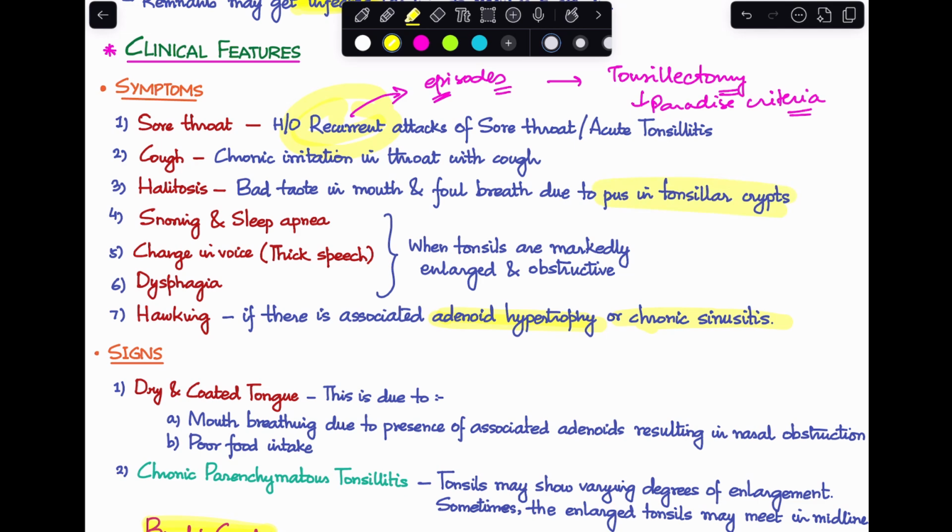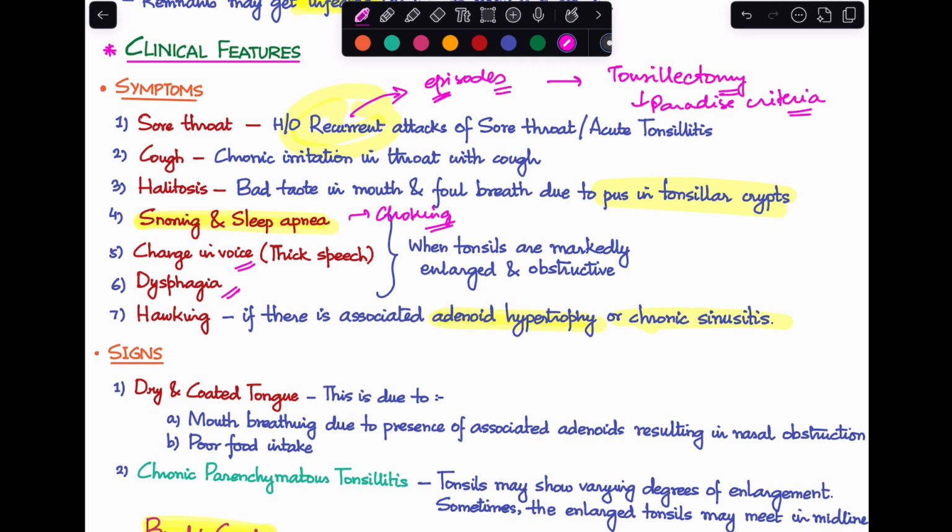Other than this, when the tonsils become markedly enlarged and obstruct your oropharyngeal airway, starting to obstruct both your food as well as air passages, it can lead to snoring and sleep apnea. The patients may complain of choking episodes during the night when they go to sleep. They can even complain of a change in voice where their speech becomes very thick. And they can even complain of dysphagia, which is difficulty in swallowing because of the size of the tonsil.